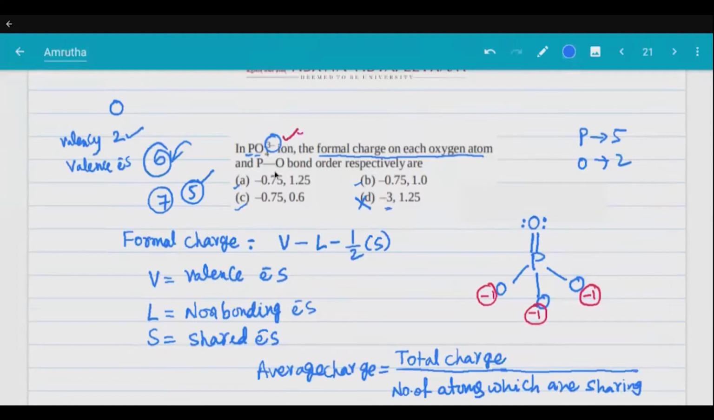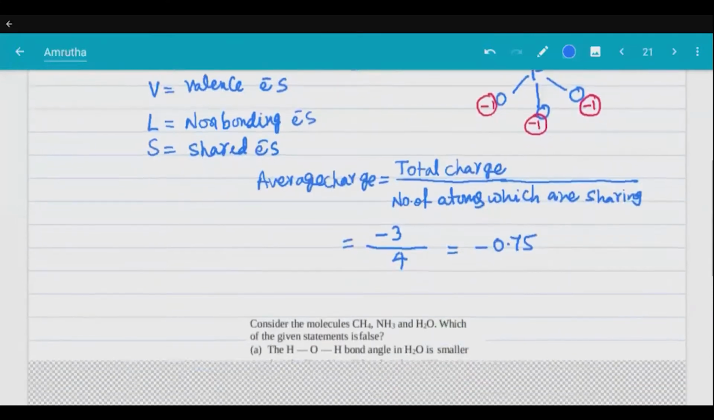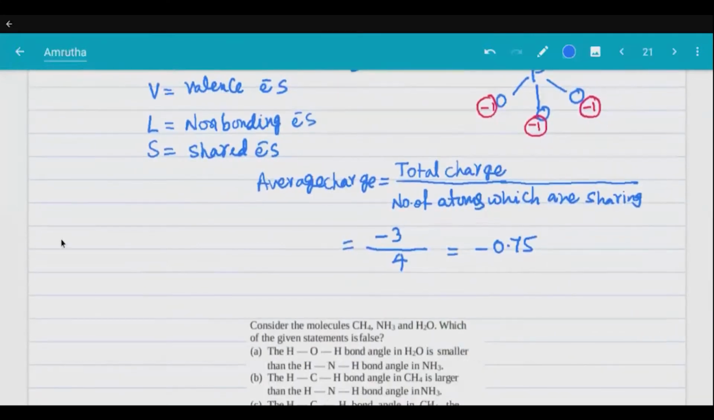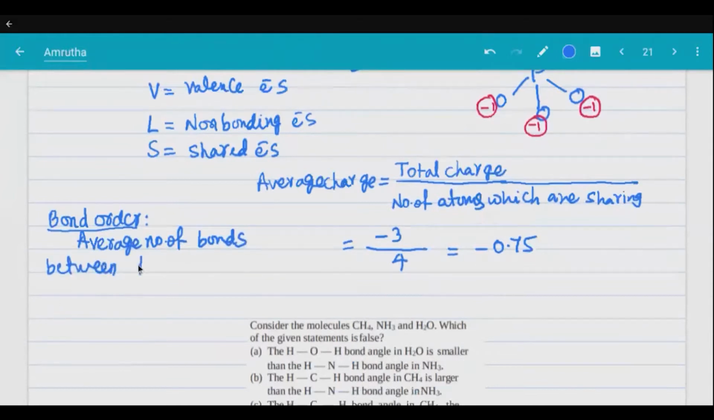Now, one more thing they are asking: P-O bond order. Do you know what bond order is? Let us discuss bond order also. Bond order is simple. It means the average number of bonds between the elements.